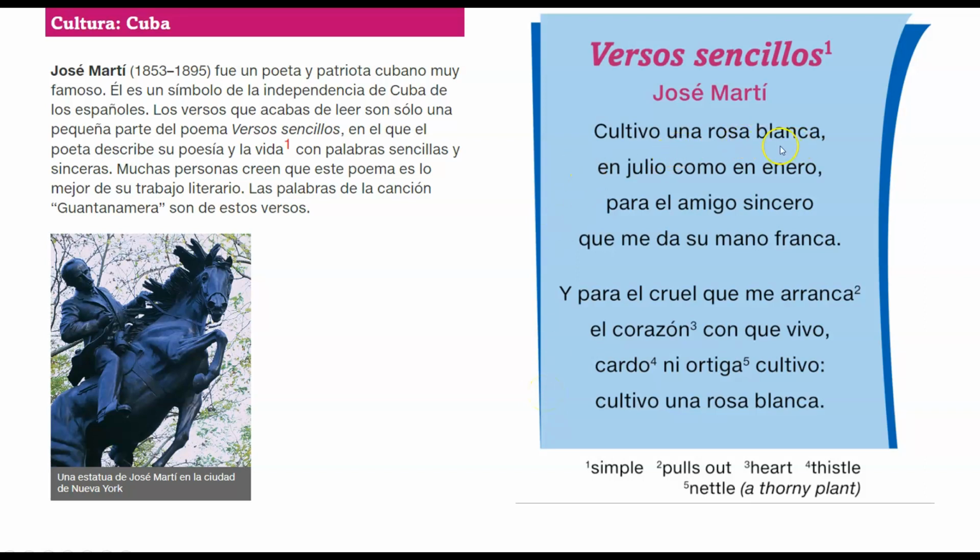So I cultivate a white rose in July as in January for the sincere friend that gives me their frank hand, and for the cruel person that pulls out my heart with which I live. Heart nor thorny thistle do I cultivate or grow. I cultivate a white rose. So very simple, very beautiful.